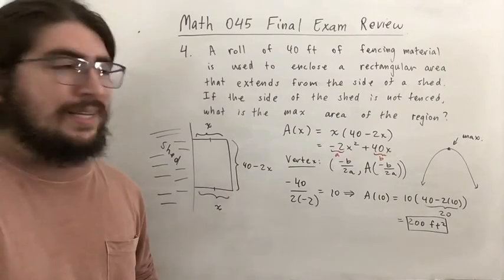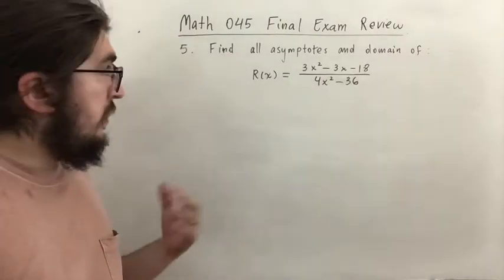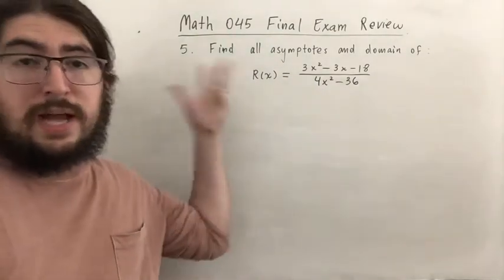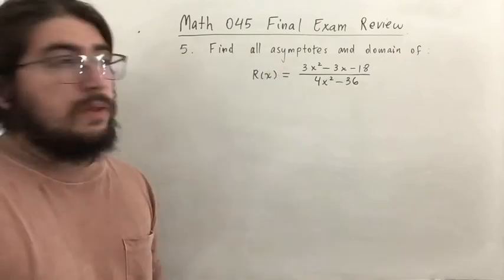That was really nice to see an application problem, and now we'll move on to number 5. Okay, so for this question, number 5, we're given this rational function, which is a function that is a fraction of two polynomials.